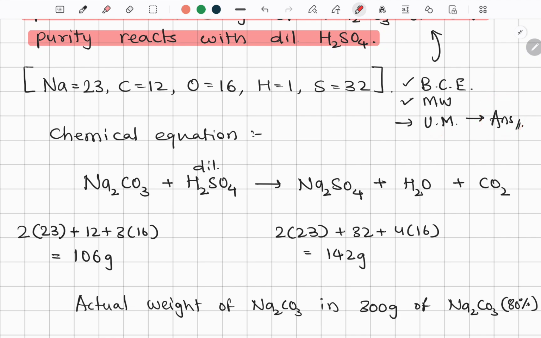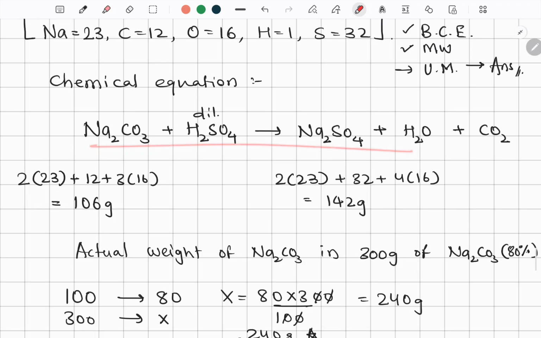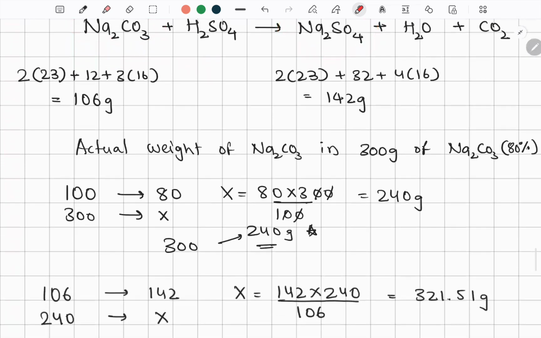As per the first part, we write down the balanced chemical equation, which was this. Then we calculate the molecular weight of the main components, which were the sodium carbonate and the sodium sulfate. The additional part comes when there is a purity part. It was mentioned that sodium carbonate is only 80% pure, so we calculated the actual amount of sodium carbonate in the 300 gram of 80% pure sodium carbonate.